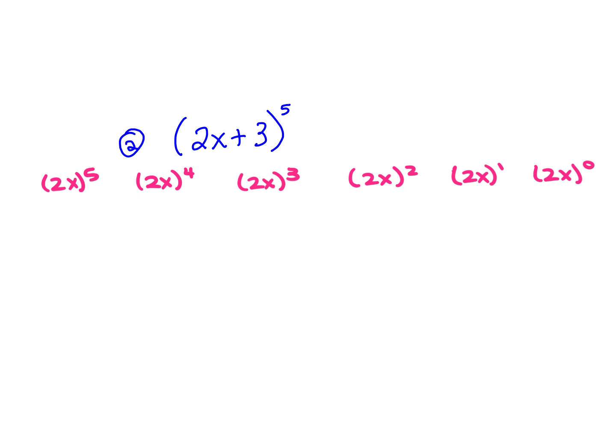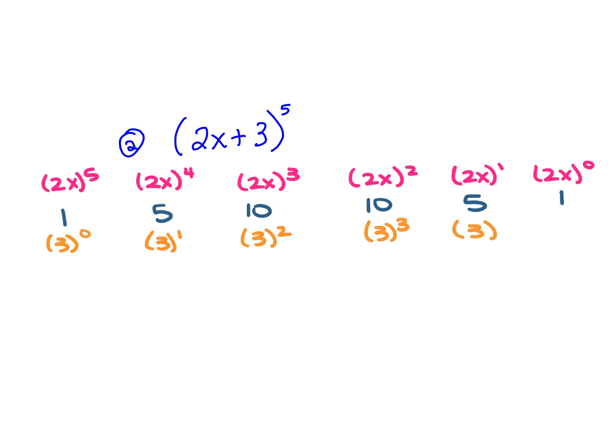For our numbers from Pascal's triangle, what are they? We're going to start with 1, 5. What's the next number to the right, guys? So your next number is 10, then 10, 5, and 1. Your second term in your binomial is 3. So you're going to start with 3 to the power of 0, 3 to the first, 3 to the second, 3 cubed, 3 to the fourth, and 3 to the fifth.